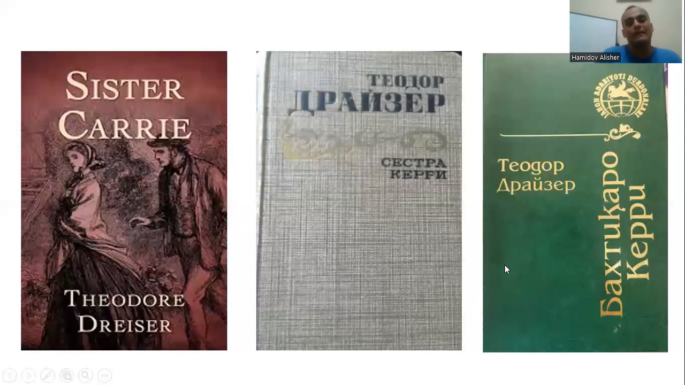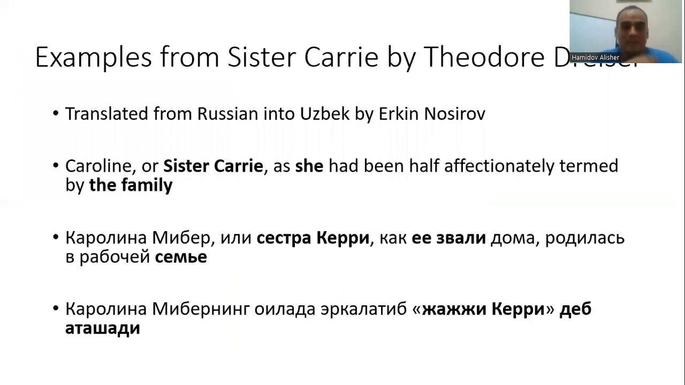And this word sister actually was very challenging for this translator, and I do not want to diminish or criticize him, because I know how difficult and challenging a task it is to translate, and you know there are no perfect translations in the world. But the word sister gave hard times to the Uzbek translator, and you can see one of them in the next slide here. For example, translated, as I've already told you, into Uzbek by Erkin Nasirov.